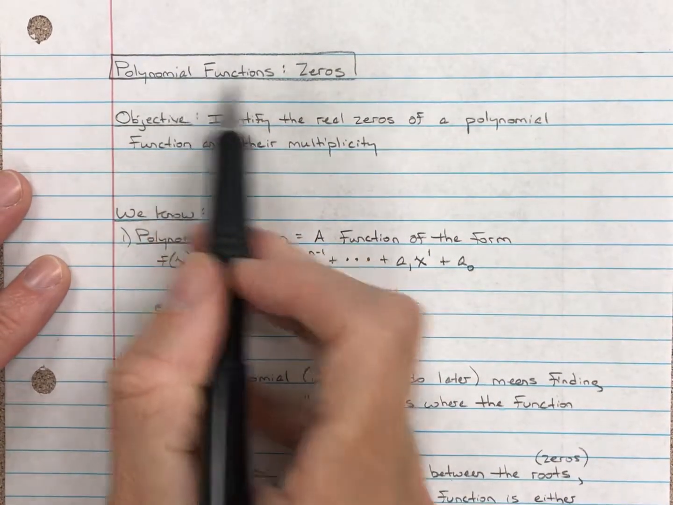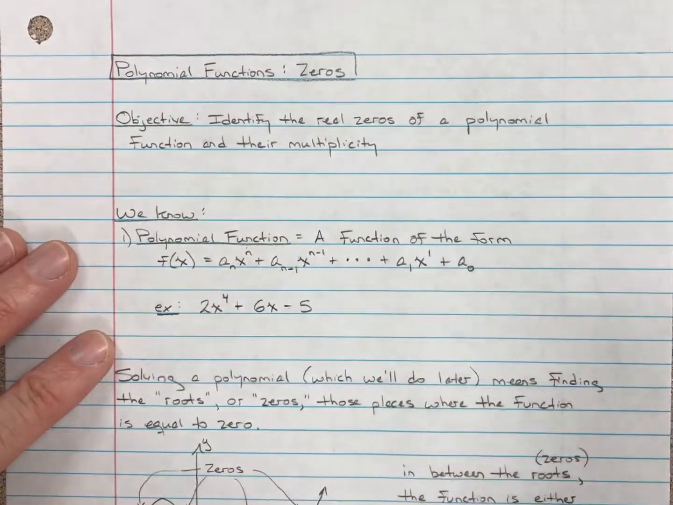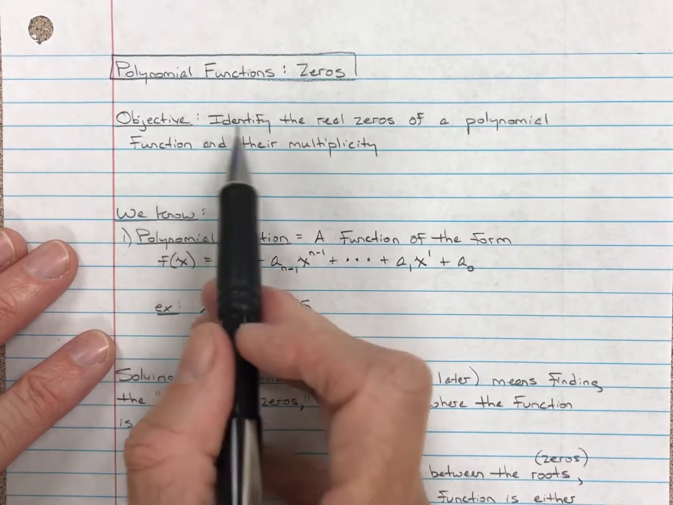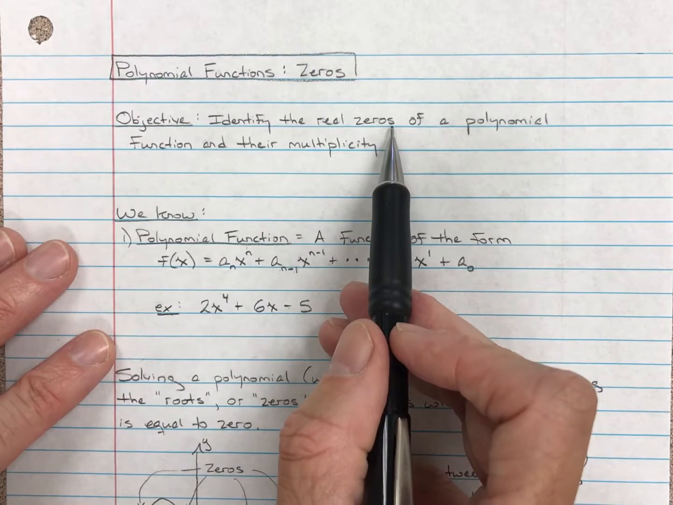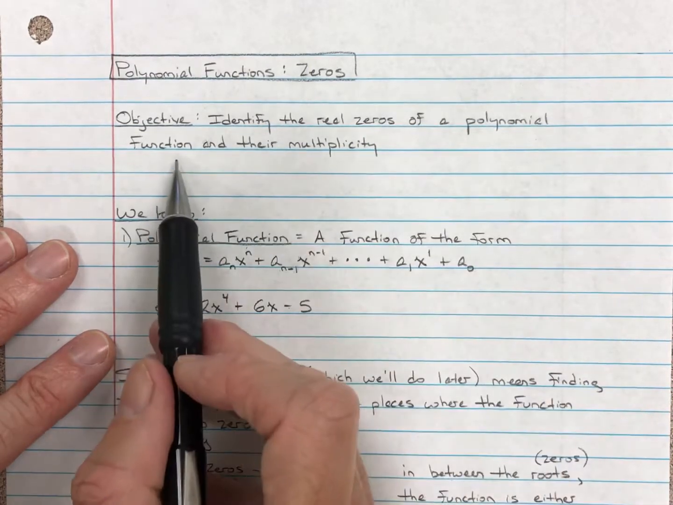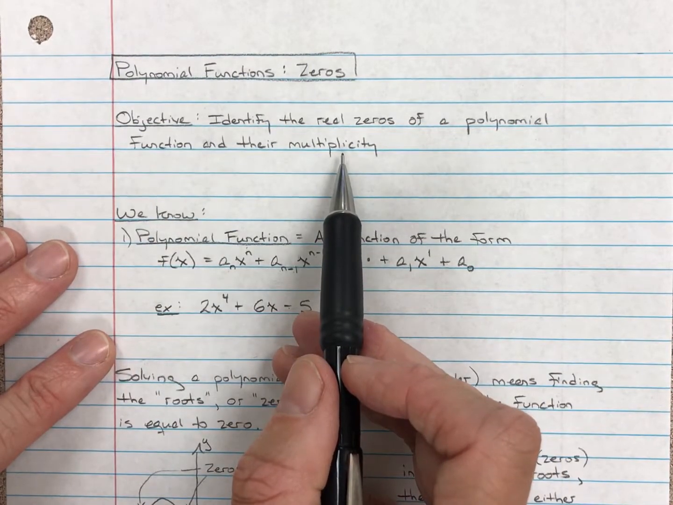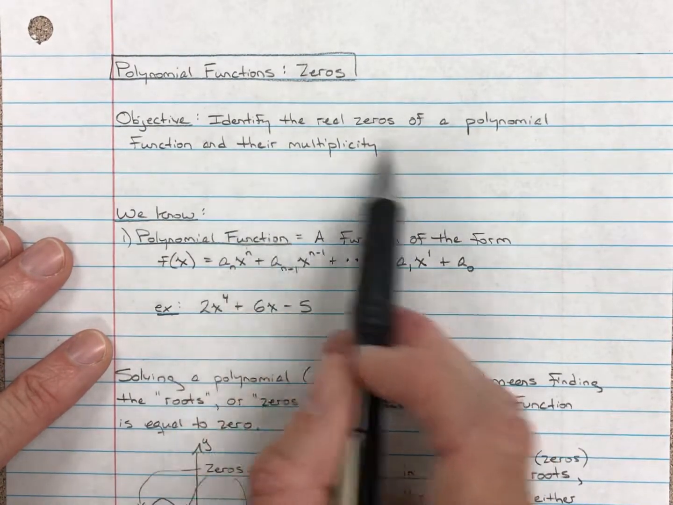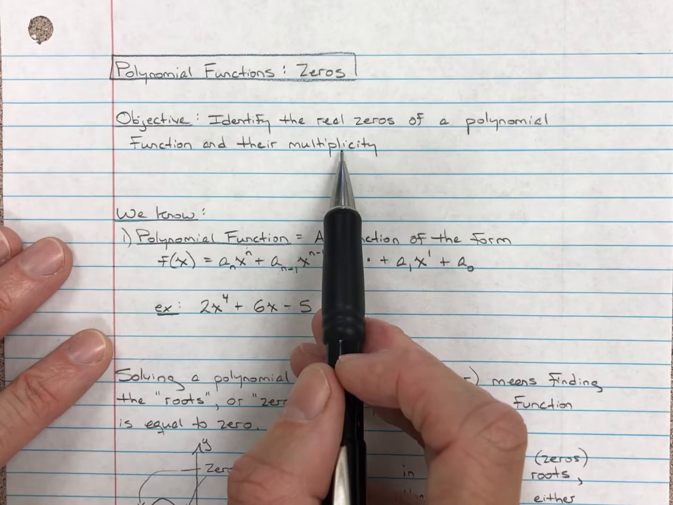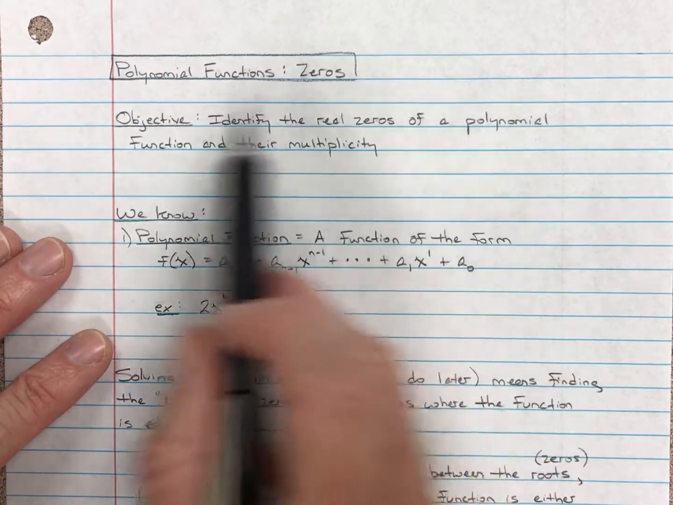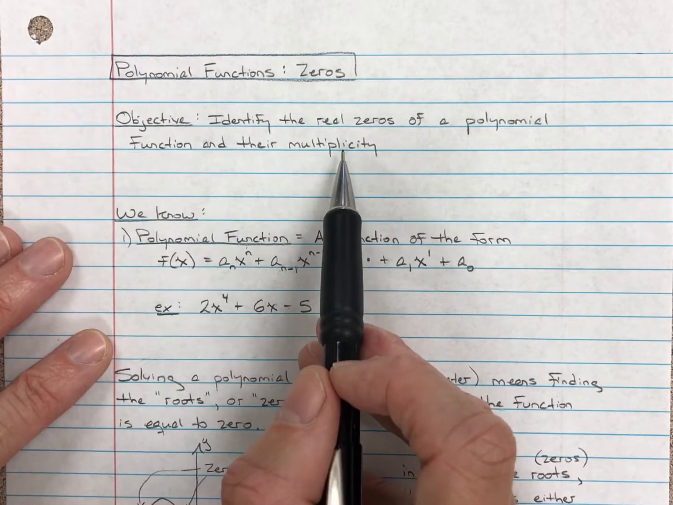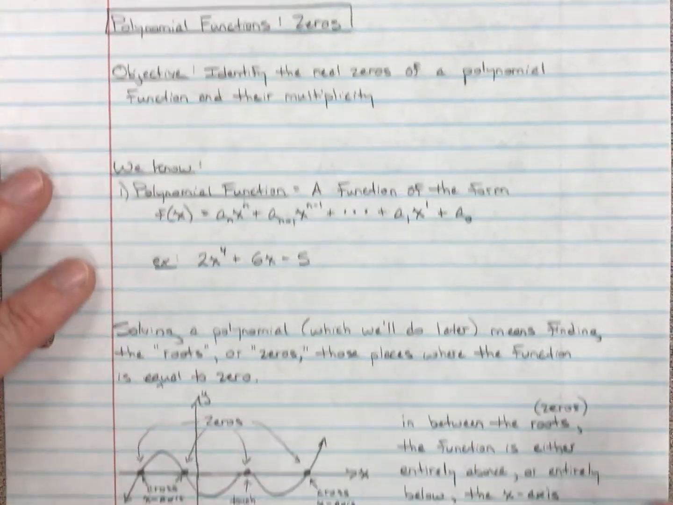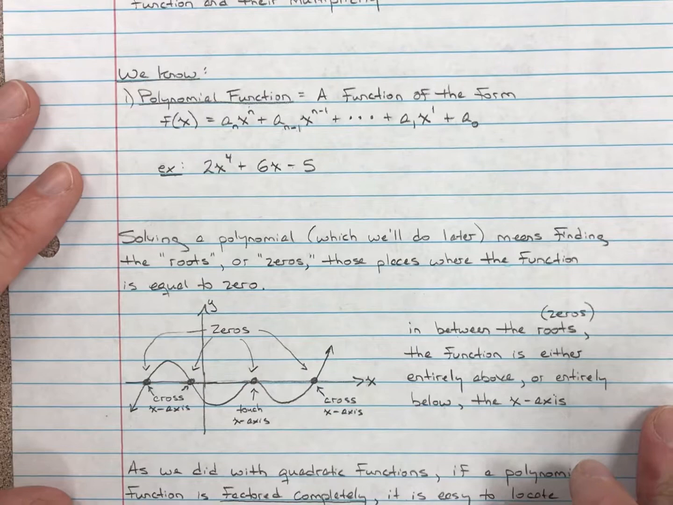Polynomial functions and their zeros. Okay, our objective for this video lecture: identify the real zeros of a polynomial function and their multiplicity. Well, at some point we're going to need to define multiplicity, because that's a new word for us. But let's get into a little bit about zeros of polynomial functions, and then we'll get into talking about the multiplicity of those zeros.